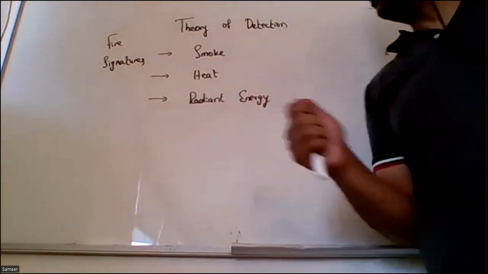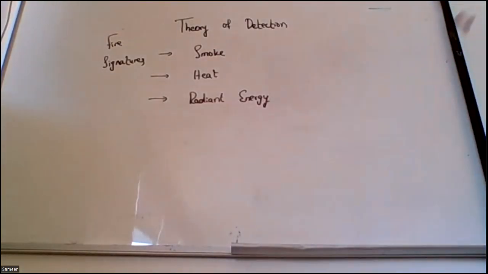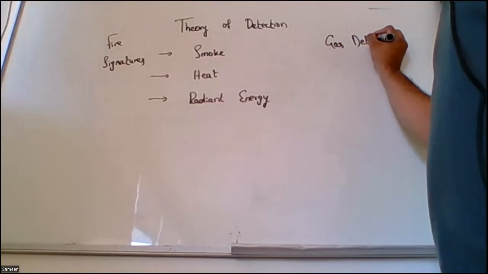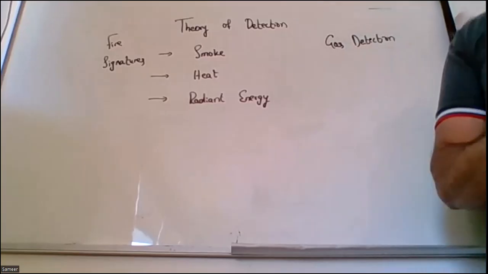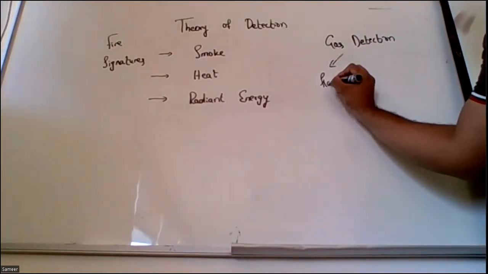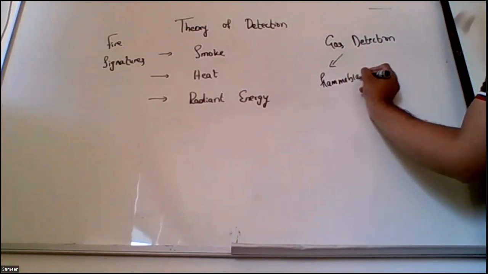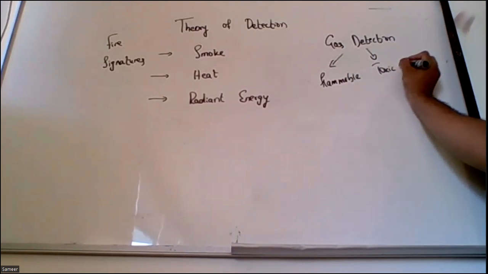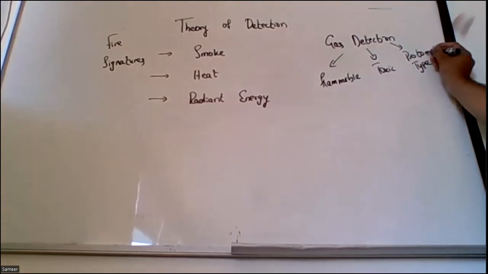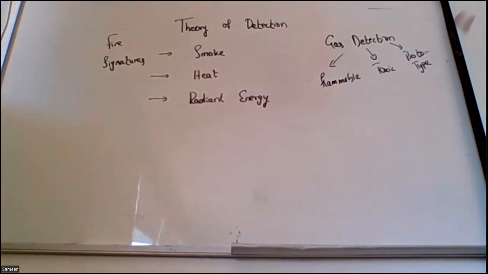So smoke, heat, and radiant energy. These are the three signatures of fire. But we have gas detection also as a type of hazard. Gas detection is used to detect any type of flammable, toxic, or prototype gases. And when I'm stating prototype, it means the gas that has both features, toxicity and flammability.